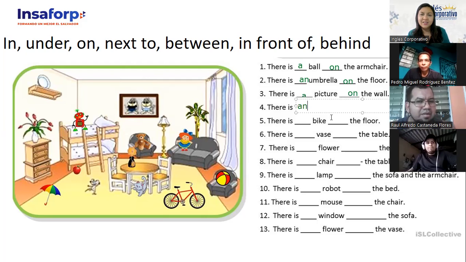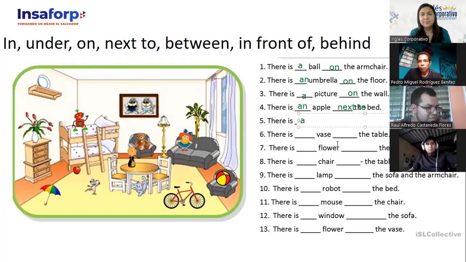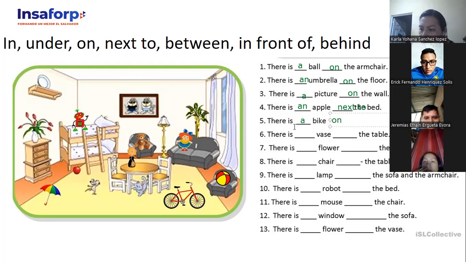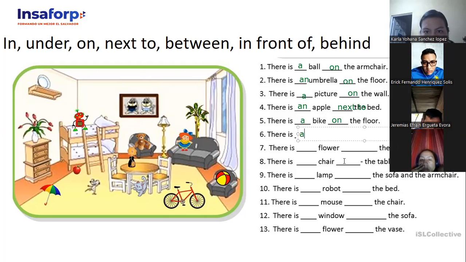There is a bike on the floor. Yes, there is a bike on the floor. Number six. No le escuchamos. There is a bike on the table.